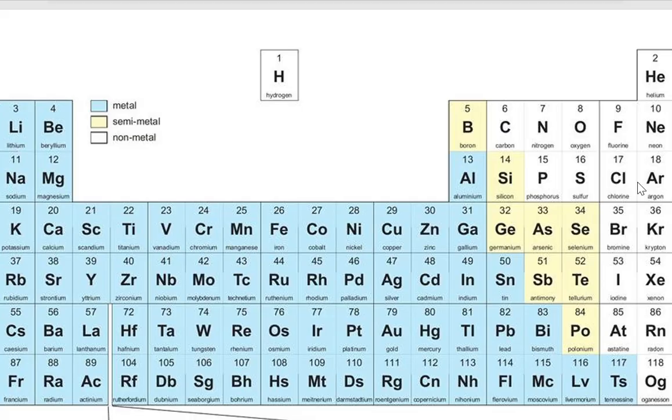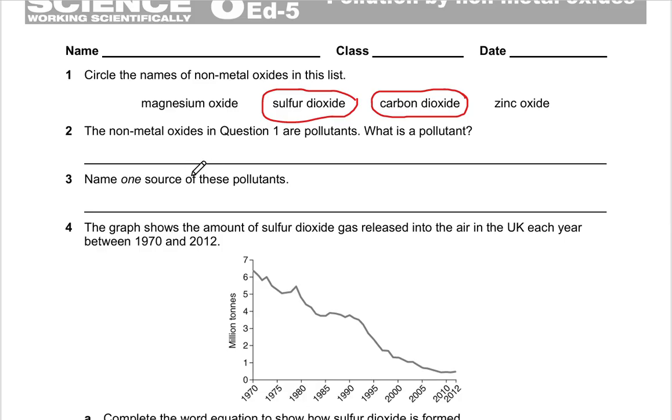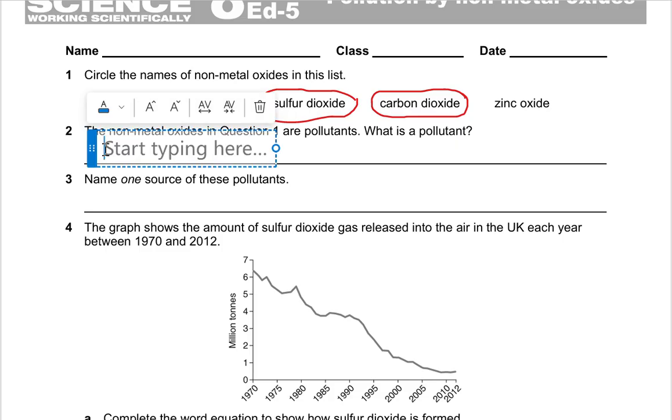Anyway, in the next unit you will be learning about the periodic table in chemistry. Let's go back to the worksheet. Okay, so back to the worksheet now. Let's see question 2. The non-metal oxides in question 1 are pollutants. What is meant by a pollutant?